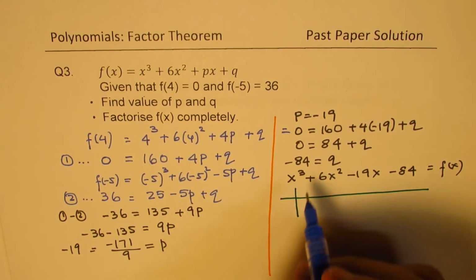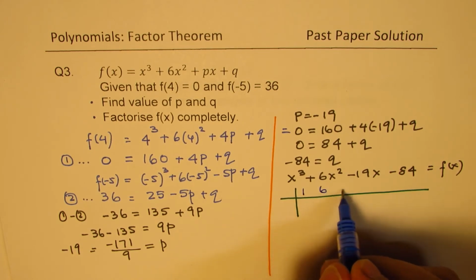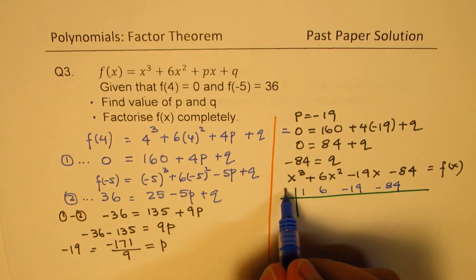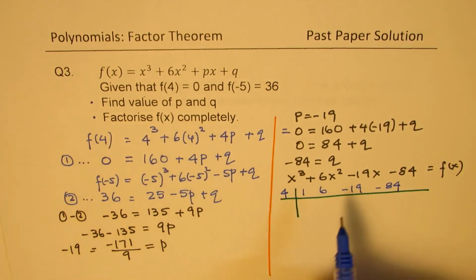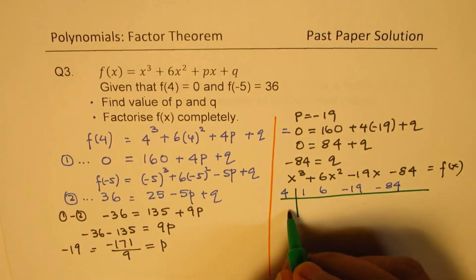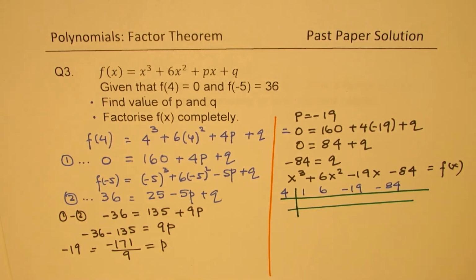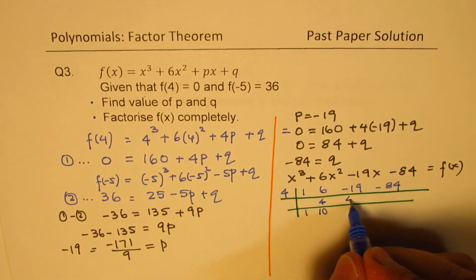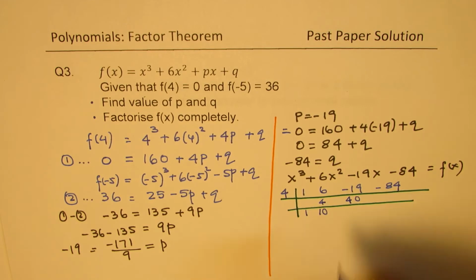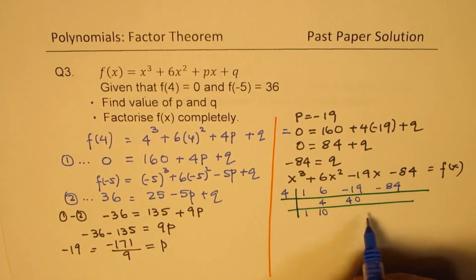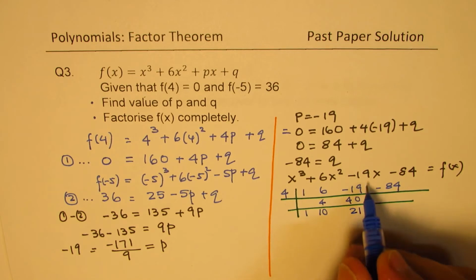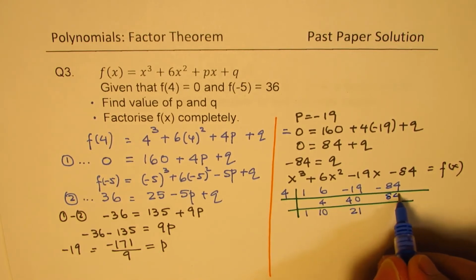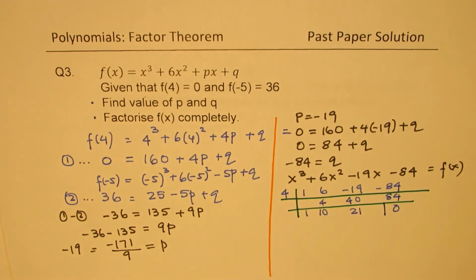Less space, so I'm just squeezing it in. We have 1, 6, minus 19, minus 84. We'll substitute 4 here, divide by 4, since that is 0. We bring down 1, multiply by 4, add them up, 10, multiply by 4, 40, add them, it is 21, positive. When you multiply with 4, you get 84. And of course, the remainder, as expected, is 0.